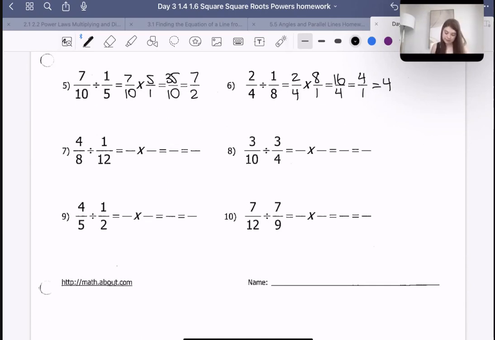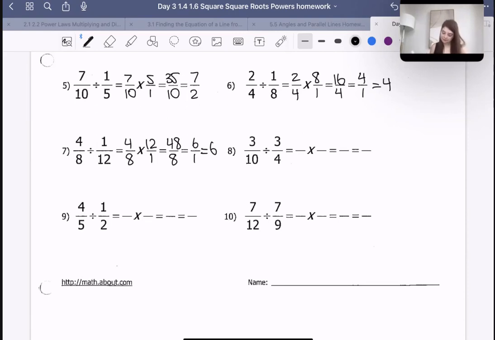Very good. All right, let's try number 7. 4 over 8 divided by 1 over 12. That's the same as 4 over 8 times 12 over 1. And let's see, 12 times 4 is 48, and 8 times 1 is 8. So what's the greatest common factor of them both? Well, it would be 8, right? Greatest factor of 8 is just 8 itself, and that does also work for 48. So the answer is just going to be 6 over 1, or just 6.